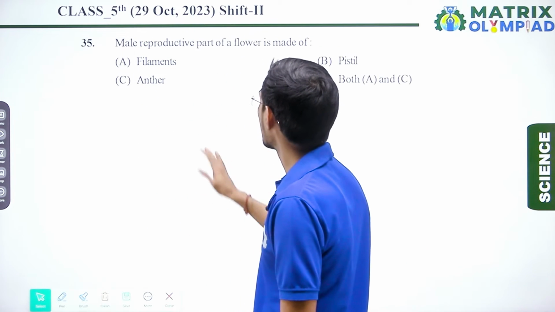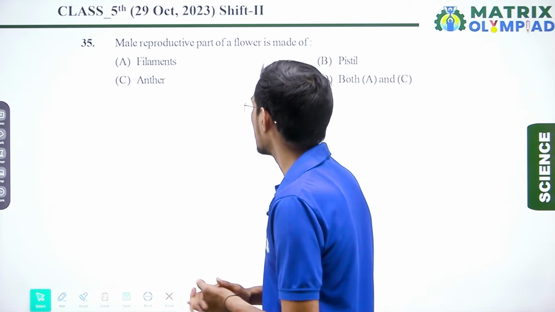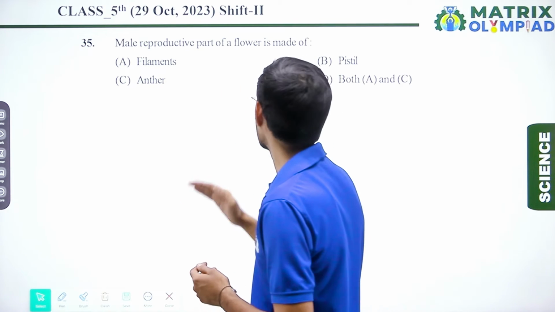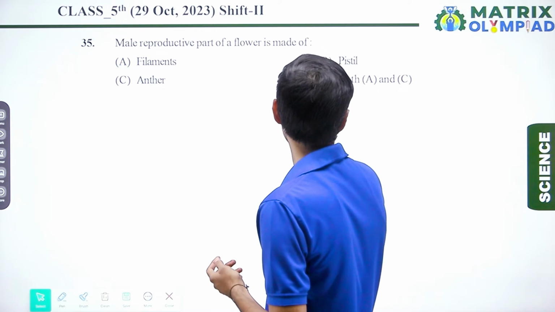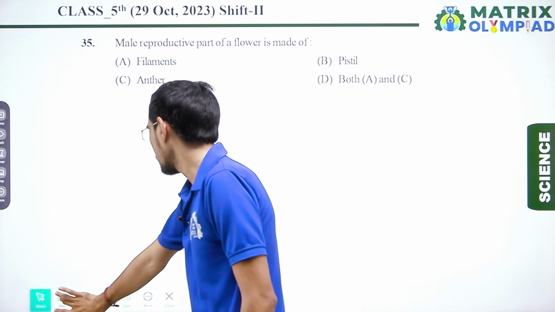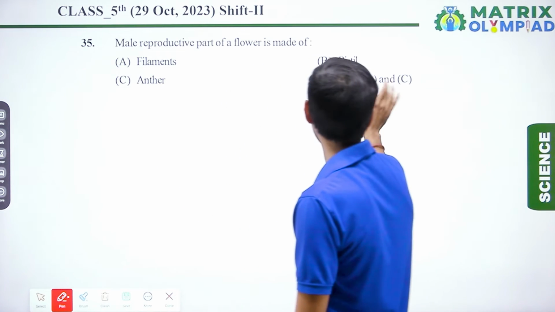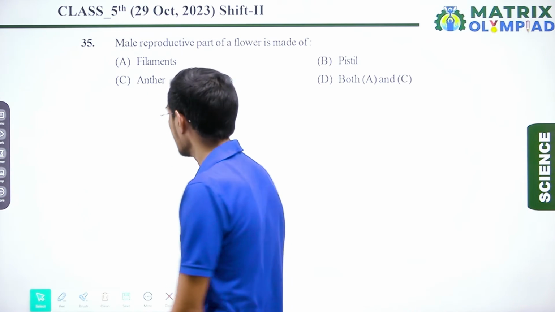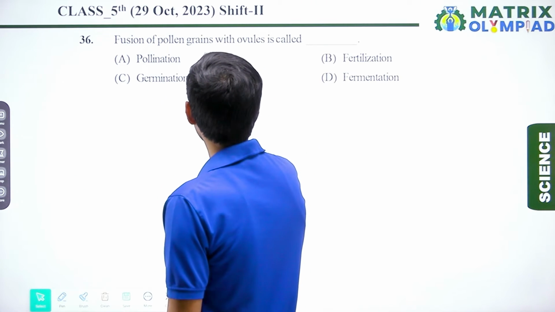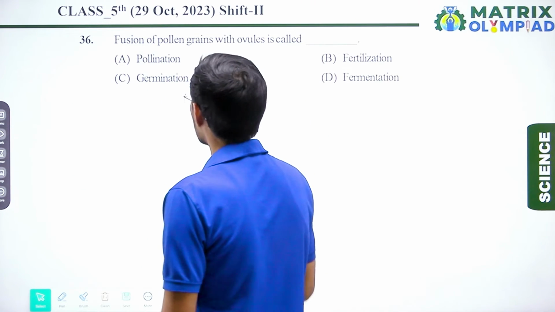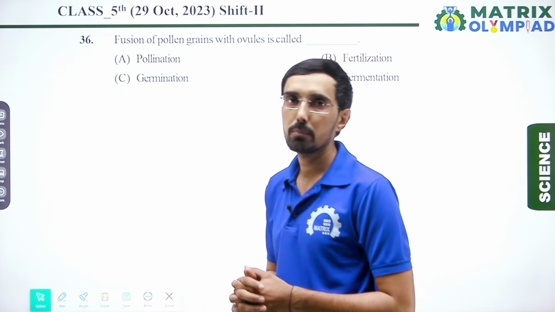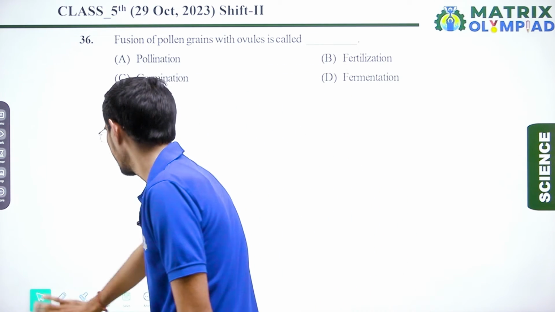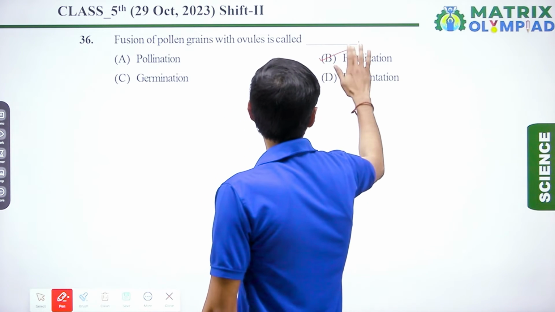Next question is, male reproductive part of a flower is known as anther and filaments. These are given in option A as well as C, and the correct answer will be our option D, both A and C. Next question is, fusion of pollen grain with ovule. The fusion of male as well as the female gamete is known as fertilization. So our correct answer will be option B.